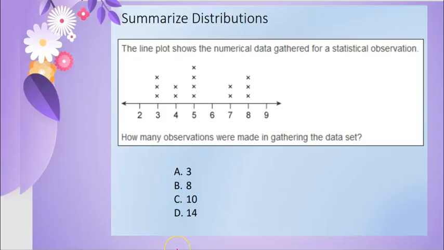Well, if you picked D, you got it right. All you have to do is count these X's. So you pick 14. That's how many X's there are. You just have to count the dots to figure out how many responses were gathered.